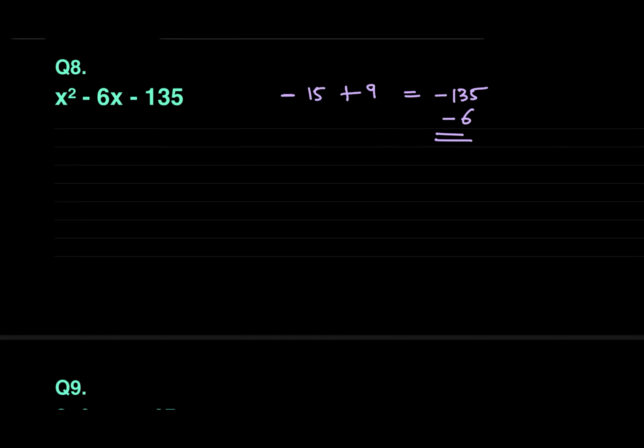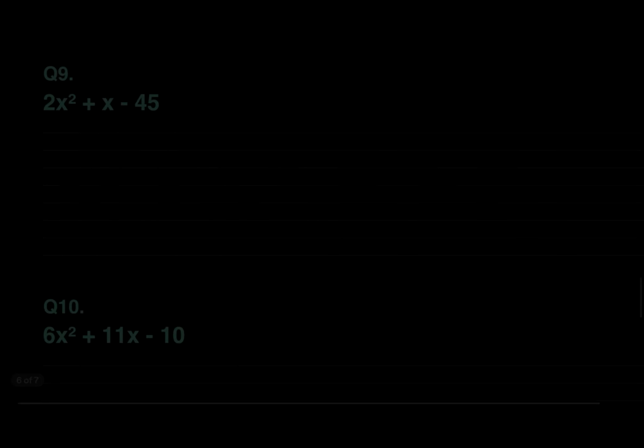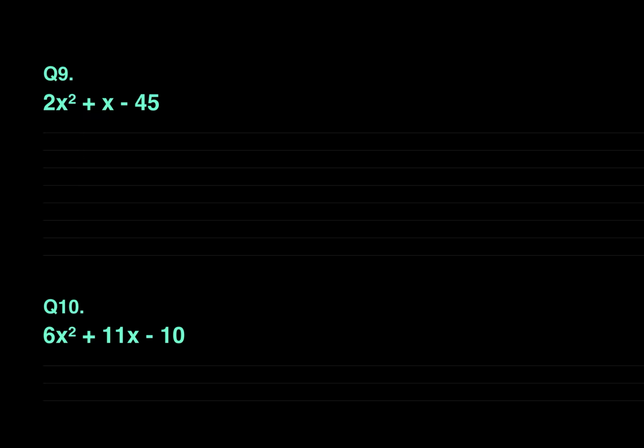So these are my two terms which I'm going to place in between the first and the last term, which is minus 15x plus 9x. X is common, x minus 15 plus 9, x minus 15. X minus 15 will come in one bracket and x plus 9. You guys look at this, be very careful, okay? You just have to look at AC.